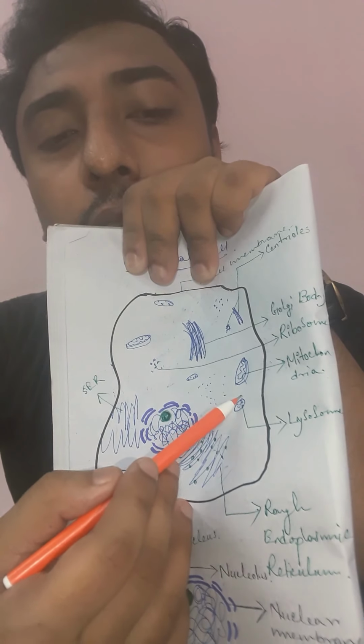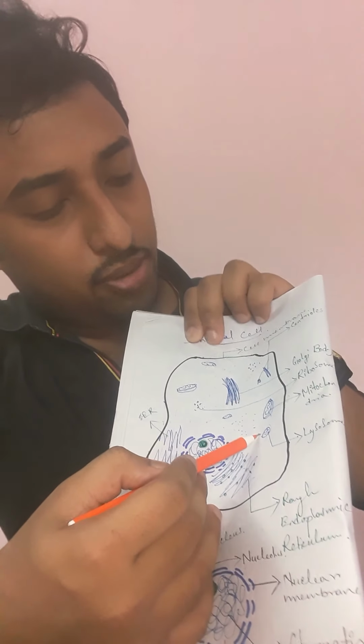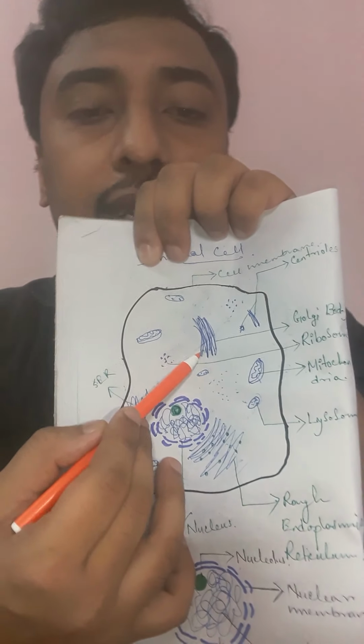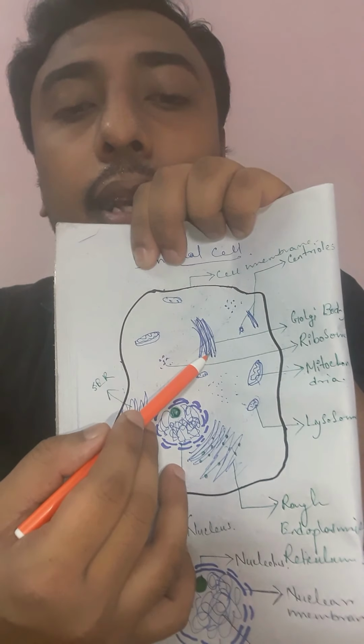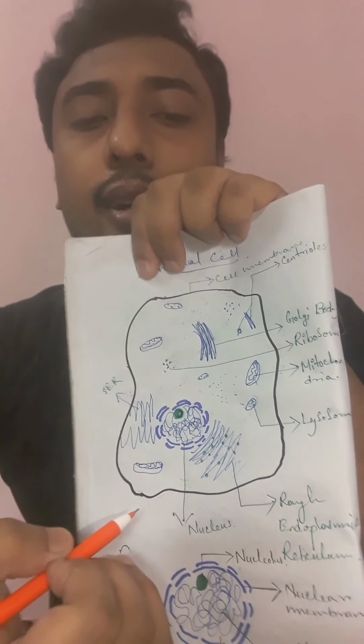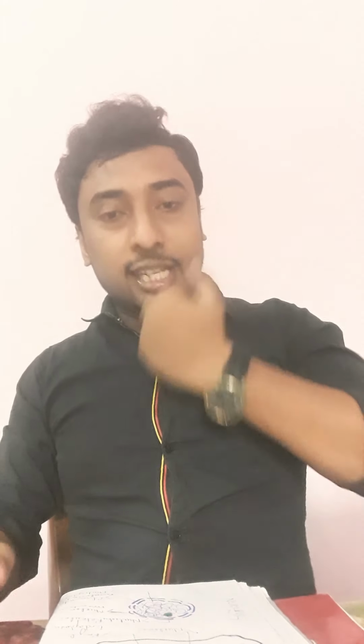See the structure, it is also another cell organelle. It is known as lysosome, and here is another structure known as Golgi body. So these are the different cell organelles present in a cell. What are the different cell organelles? These are the mitochondria, Golgi body, endoplasmic reticulum, ribosome, lysosome, centrioles. These are present in the cell.